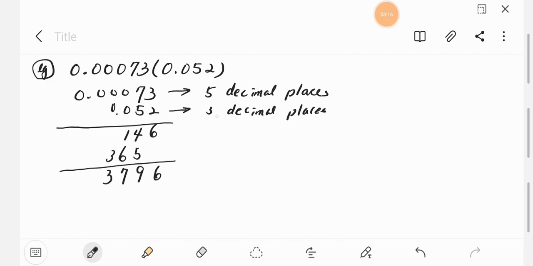All right. So how many decimal places are here? So 5 plus 3 is 8. So the product must have 8 decimal places. So now we have 4 numbers, so 4 digits. So we need 4 more, right? 1, 2, 3, 4. 4 more, and then put the decimal point. So this is the result of the product.